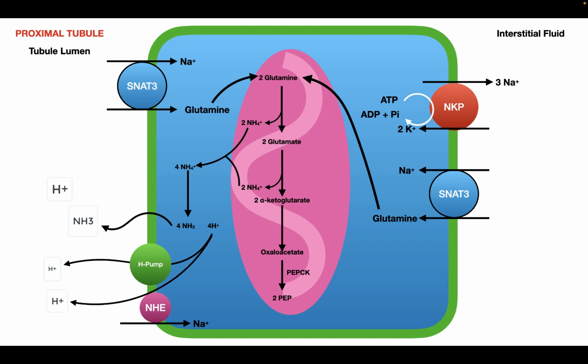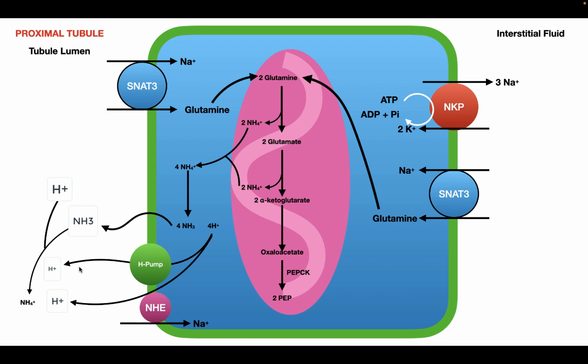So now that we have both protons and ammonia in the tubule lumen, the proton and ammonia can combine together and form ammonium. Therefore, ammonium is allowed to move along the rest of the nephron for processing. So this is basically how the proximal tubule is going to secrete ammonium into the tubule lumen.